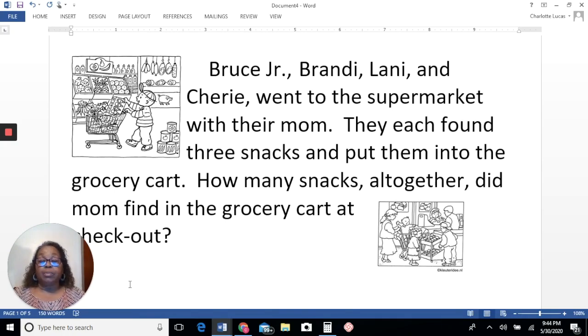This is an example of a word problem that we could use. We're going to break it into parts and then solve. So Bruce Jr., Brandy, Lonnie, and Cherie went to the supermarket with their mom. They each found 3 snacks and put them into the grocery cart. How many snacks altogether did mom find in the grocery cart at checkout? Now that's the word problem.